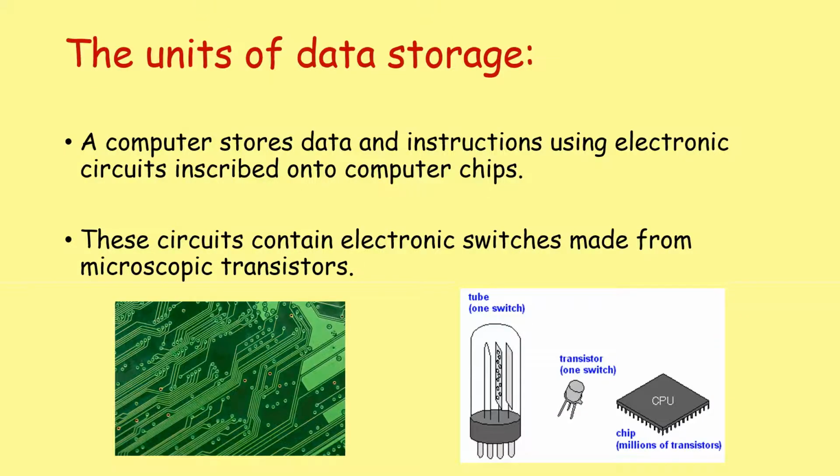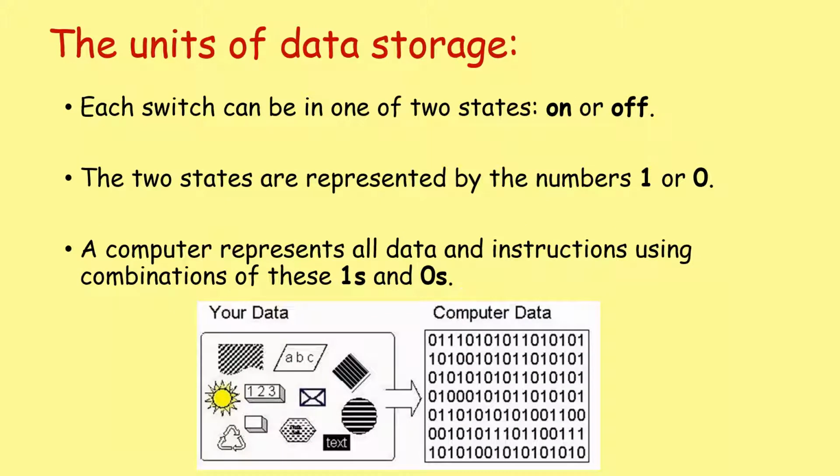A computer stores data and instructions using electronic circuits inscribed onto computer chips. These circuits contain electronic switches made from tiny microscopic transistors. Each switch can be in one of two states, on or off. The two states are represented by the numbers 1 or 0. Computers represent all data and instructions using combinations of these ones and zeros.